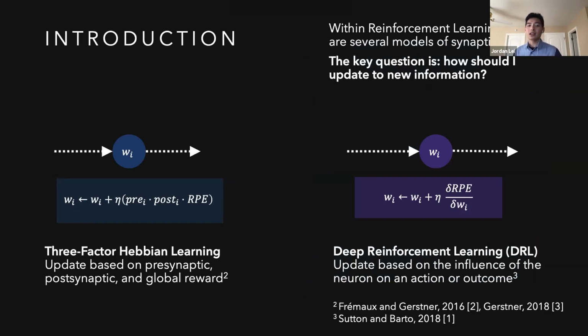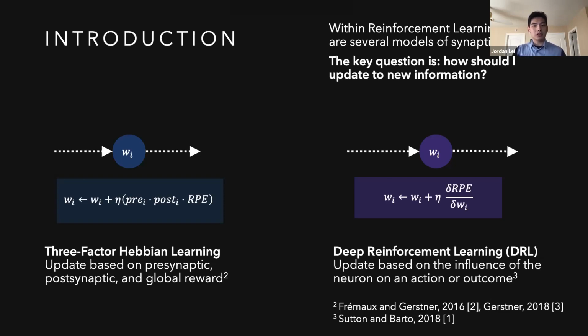By contrast, in deep reinforcement learning, it's proposed that neurons update based on the influence of a given neuron on an action or an outcome. So you can think of this as the derivative of some reward prediction error with respect to some weight.